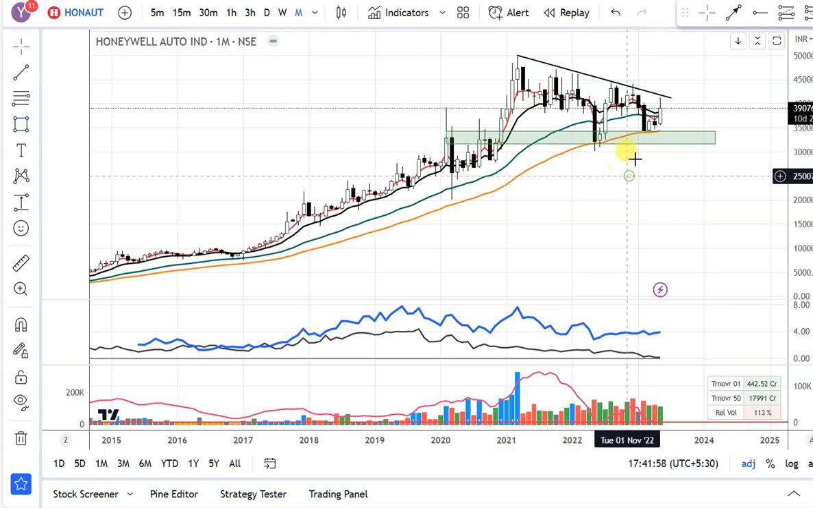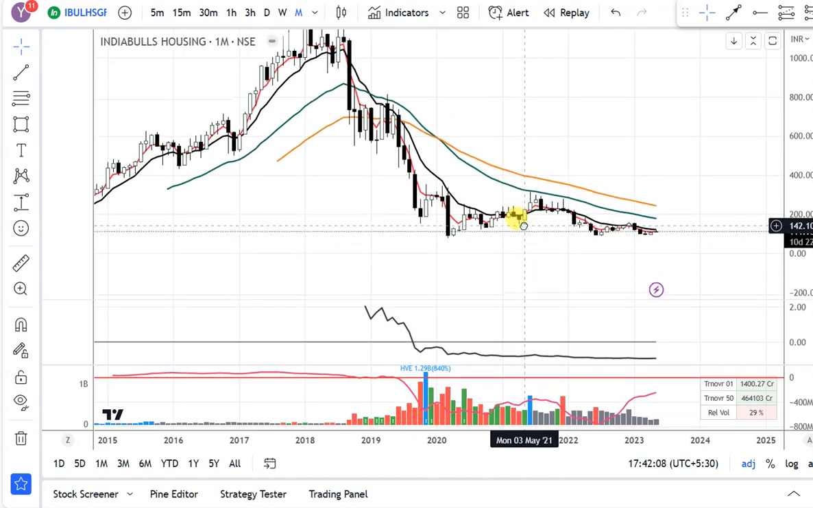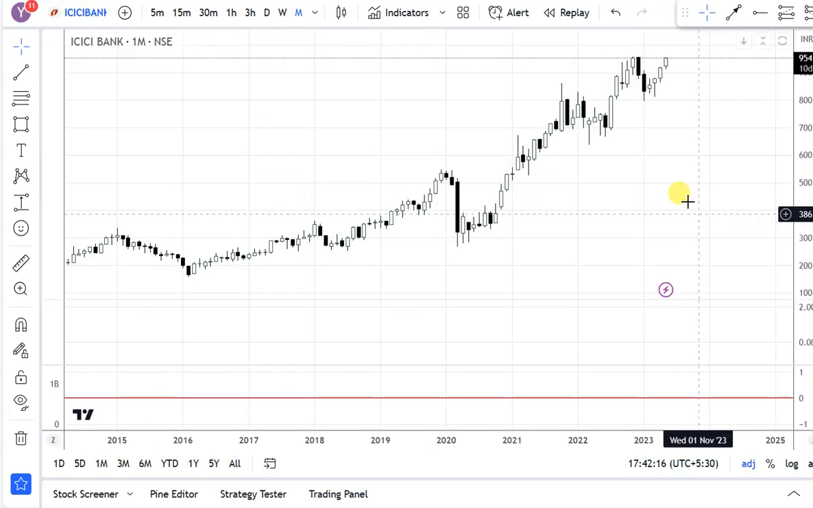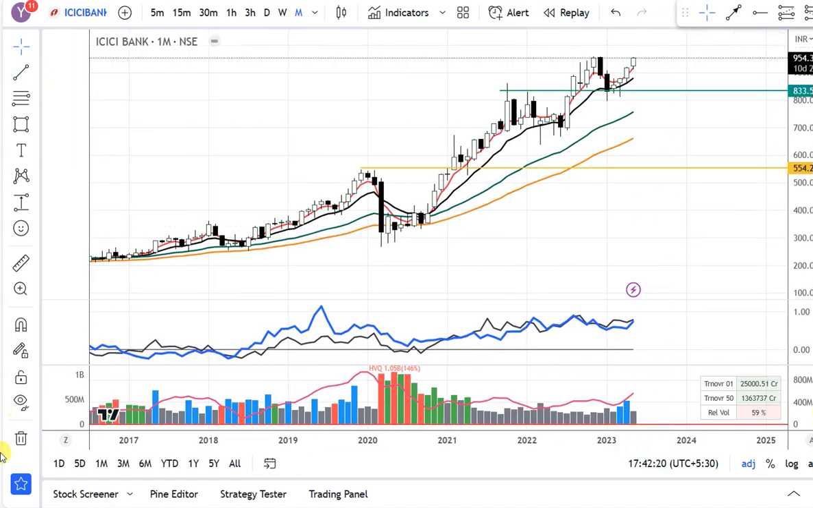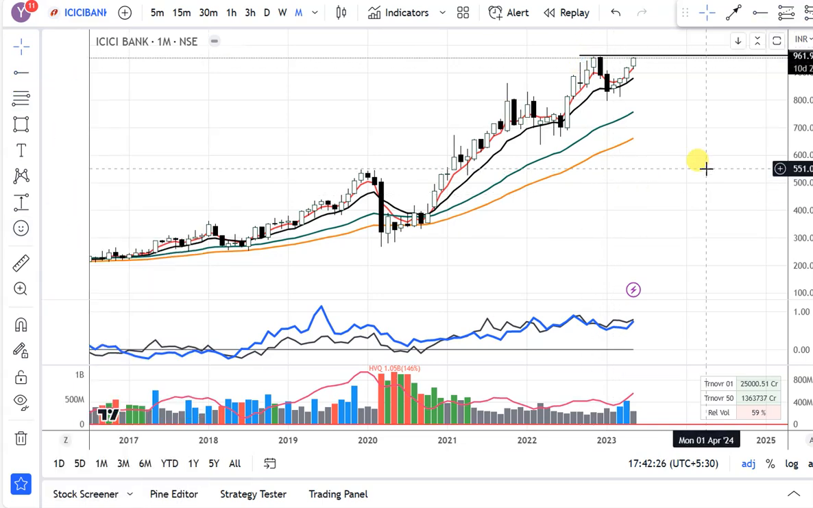India Bull Housing, there is nothing at all to be discussed in this. A very bad situation it has got stuck in. ICICI Bank, as the banking sector is strong, let's wait and watch for ICICI Bank to give a very strong closing above this resistance of 962, and then we'll discuss. ICICI Lombard, nothing at all. ICICI Prudential is also nothing.